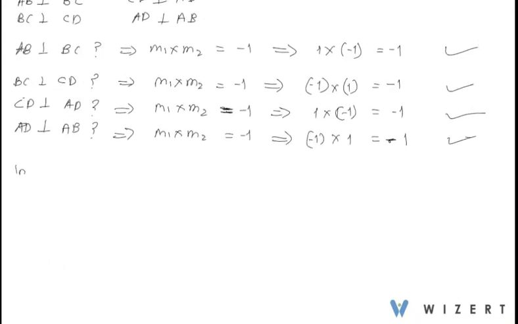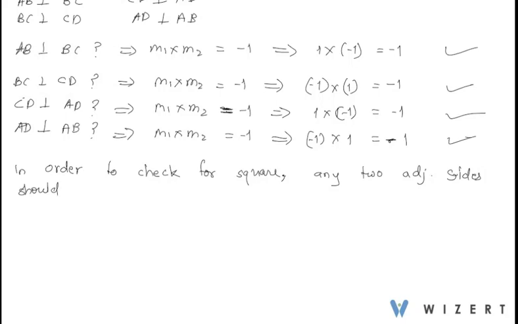Now in order to check for a square, any two adjacent sides should be of equal length. So let's check whether the length of AB is equal to the length of BC.